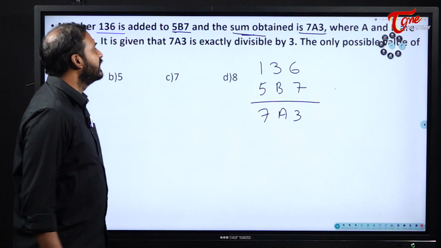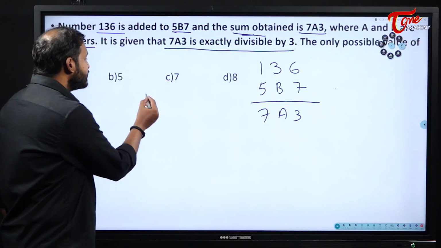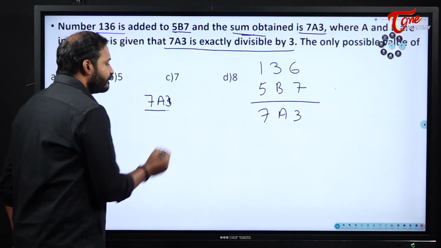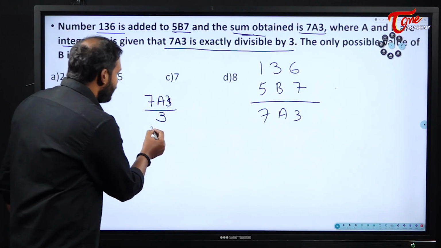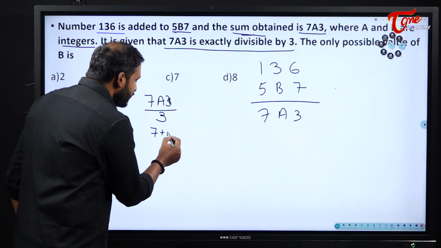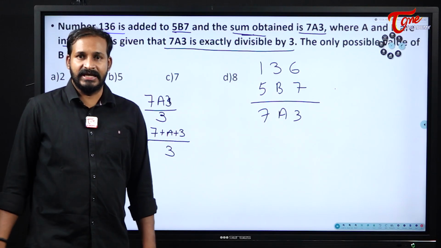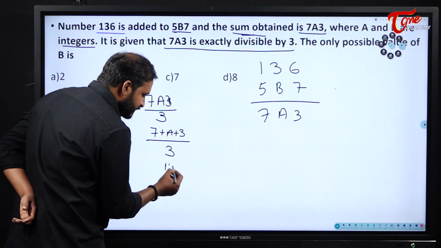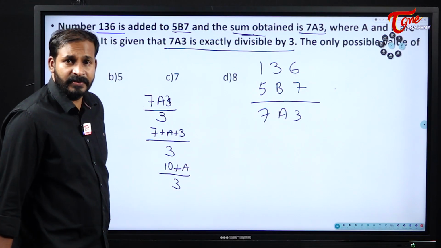It is given that 7a3 is exactly divisible by 3. What is the divisibility rule of 3? The sum of the digits should be divisible by 3. That means 7 plus a plus 3 should be divisible by 3. So it becomes 10 plus a should be divisible by 3.